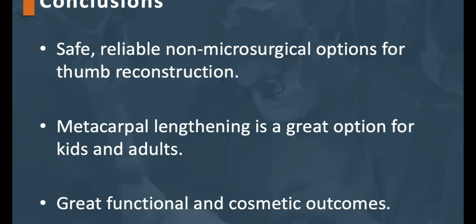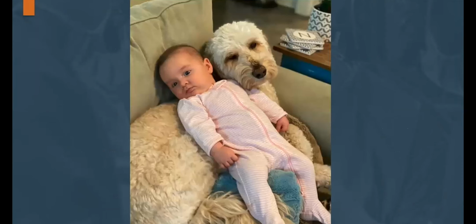So in conclusion, for on-top-plasty and metacarpal lengthening, it's a safe and reliable non-microsurgical option for thumb reconstruction. Metacarpal lengthenings are great for kids especially, and for adults, and even an on-top-plasty can have a great functional and cosmetic outcome. Thank you for the opportunity.